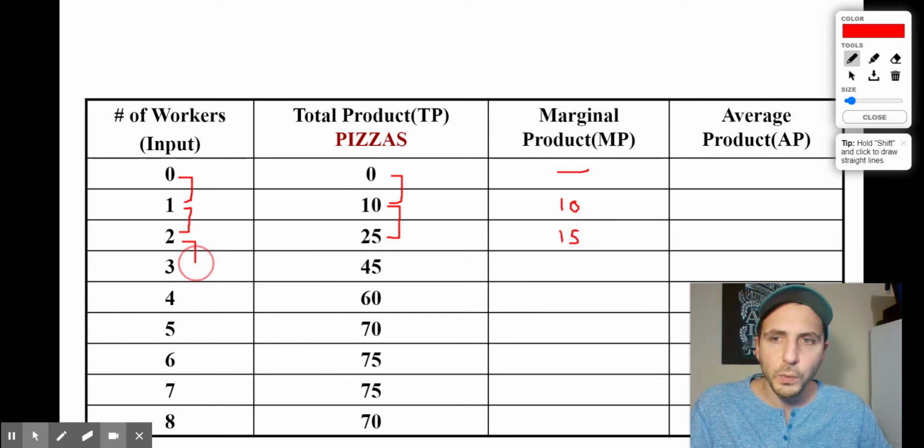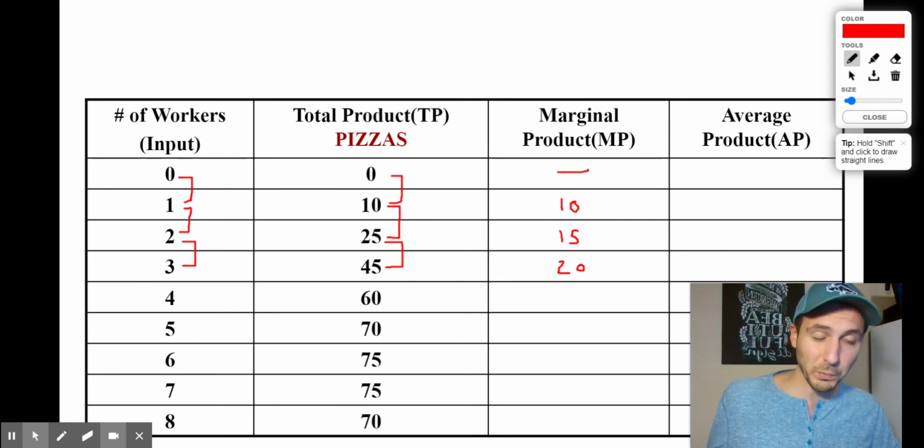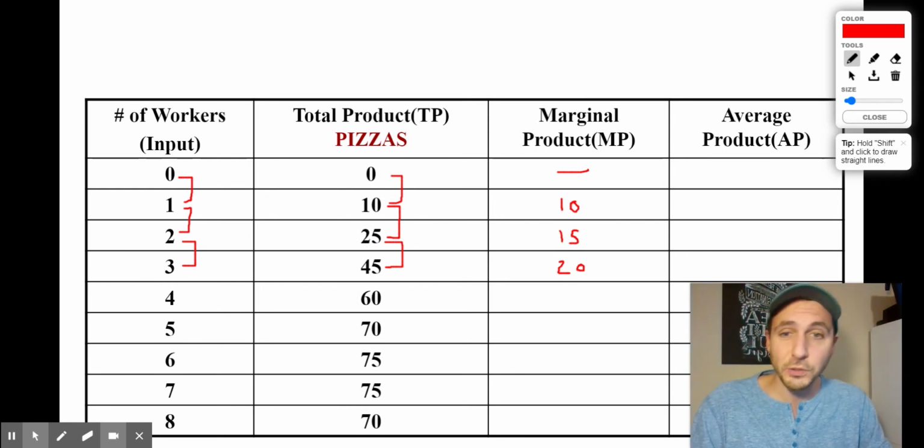When I hire my third worker, I go from 25 to 45. So my marginal product is going to be 20. Notice, each time I hire one of these additional workers, first, second, third, I'm getting increasing marginal product, meaning we're more productive than we were before because we're able to specialize.